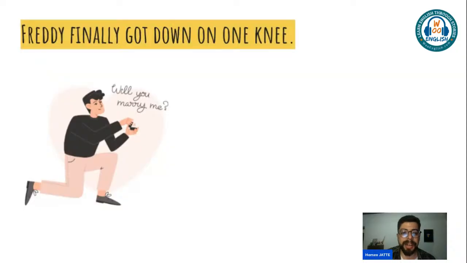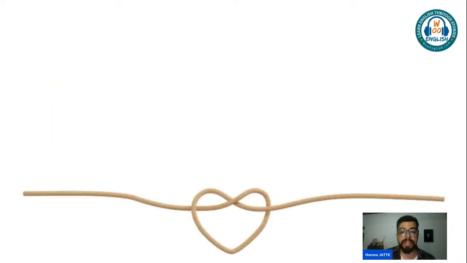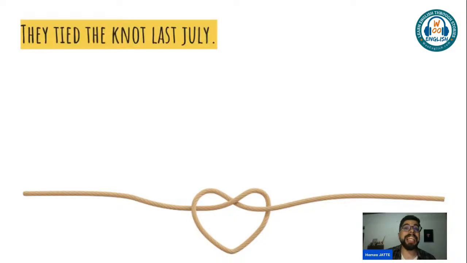So Freddie finally got down on one knee. So to get down on one knee is when someone proposes to his fiance, yes, to a girl. To tie the knot, this is an expression. To tie the knot is to get married. This is the one that Maria said. So Maria, can you repeat for me this one?